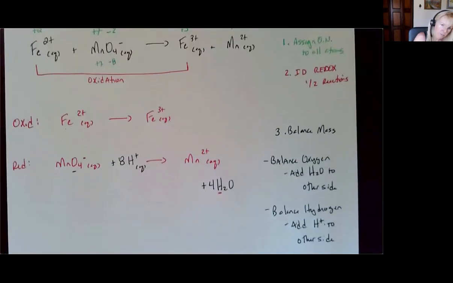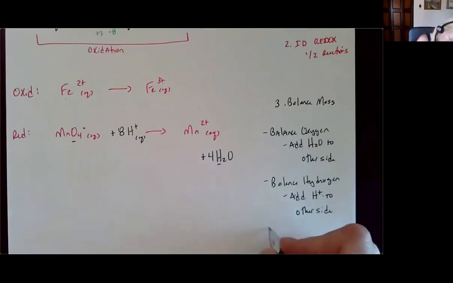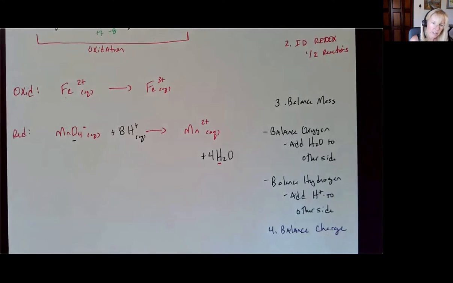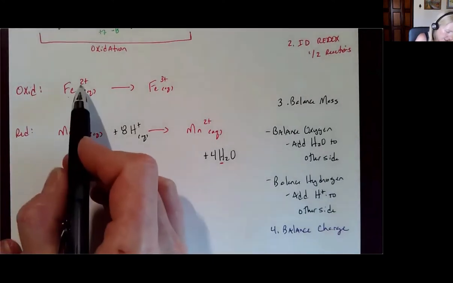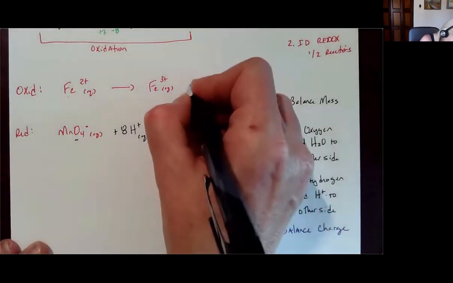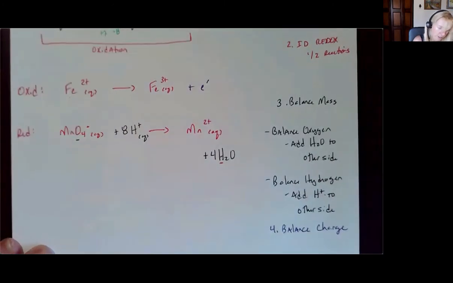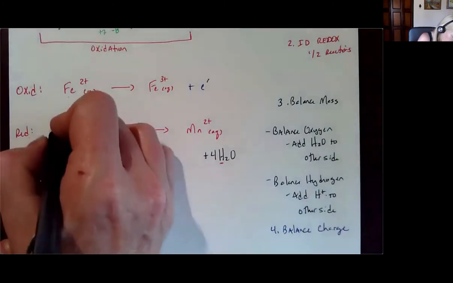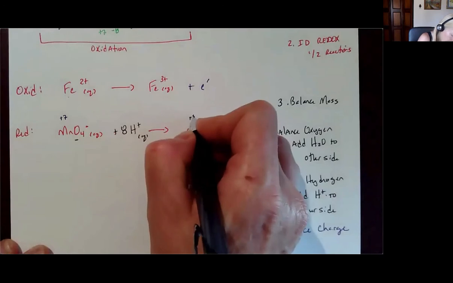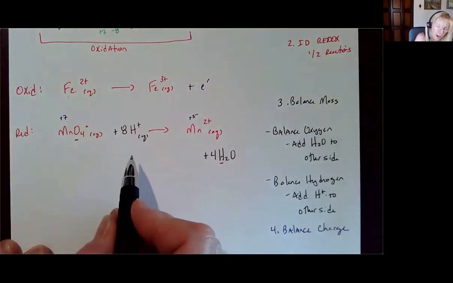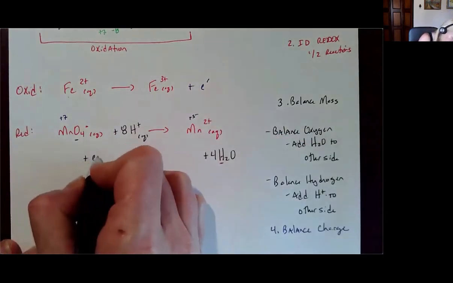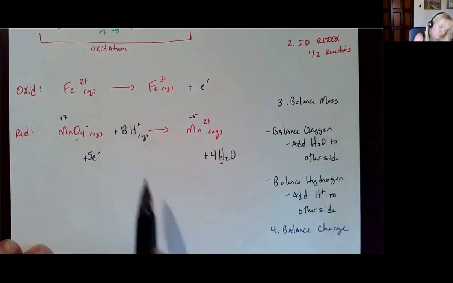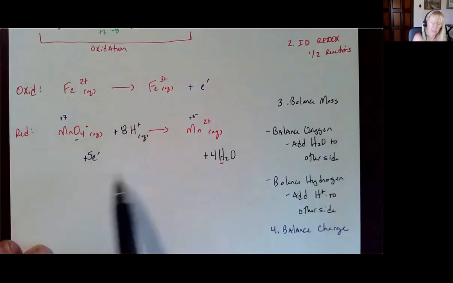So the 4th step that I'm going to do here is I'm going to balance the charge, and that's electrons that are being transferred. So in this case, to go from a +2 to a +3, I had to have lost 1 electron. To go from a +7 to a +5, I have to have gained 5 electrons. So I'm going to add 5 electrons onto my reactant side here. I didn't leave myself enough room.